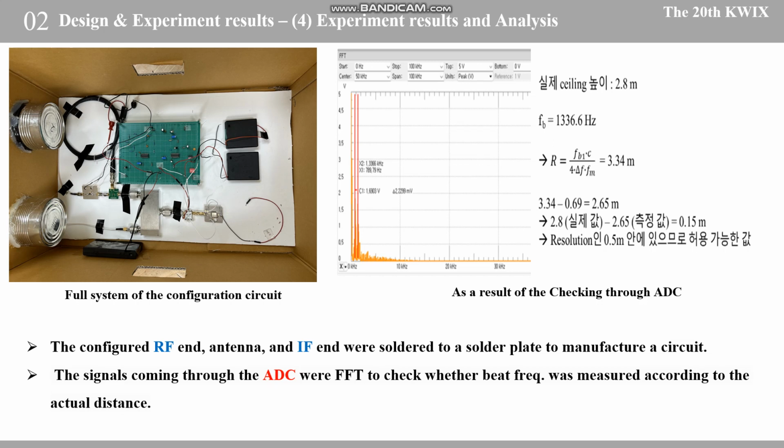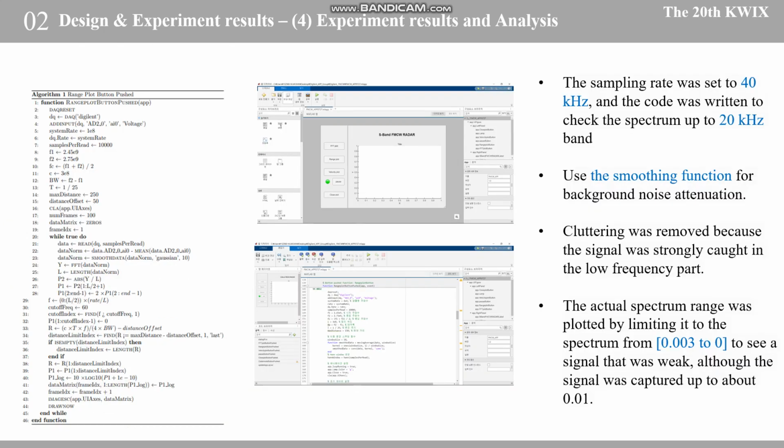The beat frequency was measured according to the actual distance. Therefore, a program was written in conjunction with MATLAB to directly check the signal seen in the ADC by measuring it in real time and converting it into a distance. Using the MATLAB GUI function, I wrote an app, checked the result, and it is a brief code and an app that runs. At this time, the code was implemented using the hardware support package add-on by MATLAB.